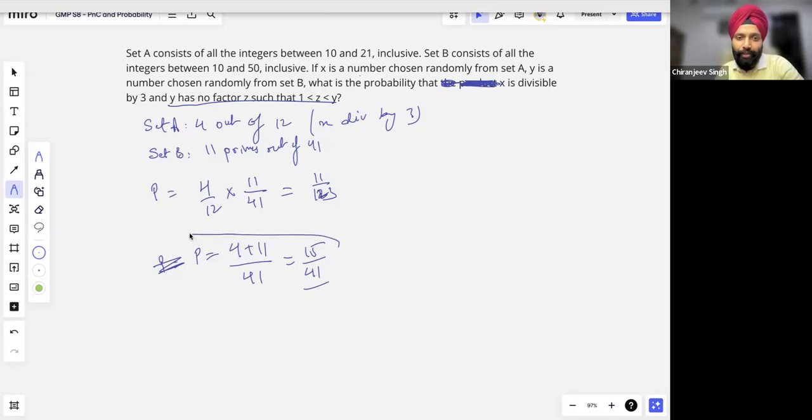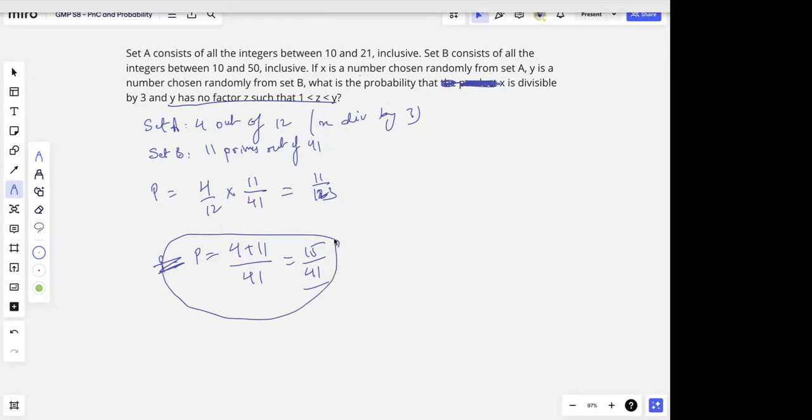So Kansha, you also did it this way? Yeah, I also did it the same way. I did read the word and, and I did not take it as independent events. It is something that would happen together. So all the numbers that are divisible by 3 in set A are 4, and all prime numbers in set B are 11. And the total universe of numbers, because set A is a subset of set B, so the denominator would be set B, which is 41, is what I thought.